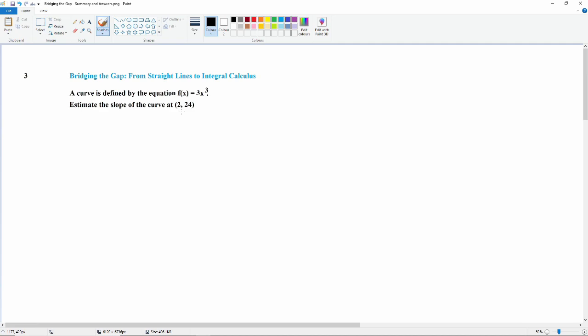Shall we try x equals 1.9 and x equals 2.1. That should be pretty close to get an estimate of the slope of the curve.